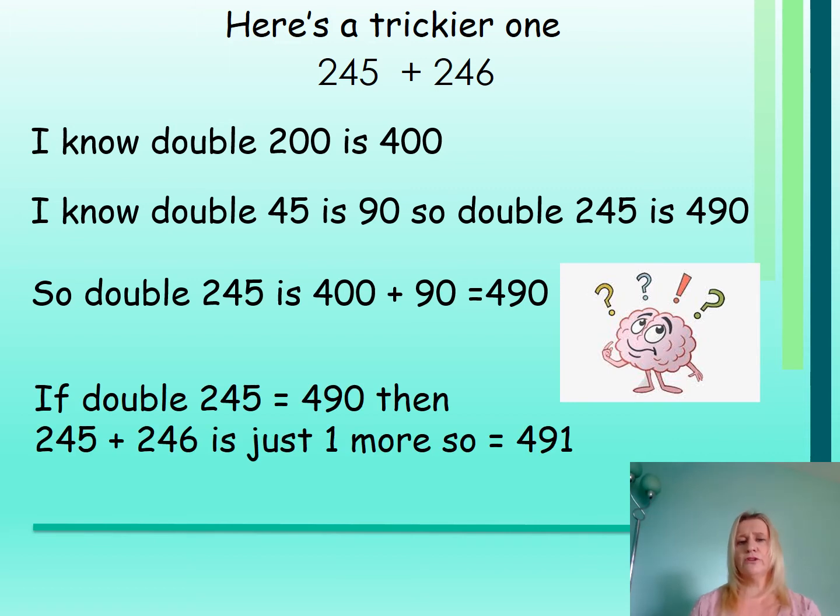If double 245 is 490, then what must 245 add on 246 be? You're right, it's just one more, 491.